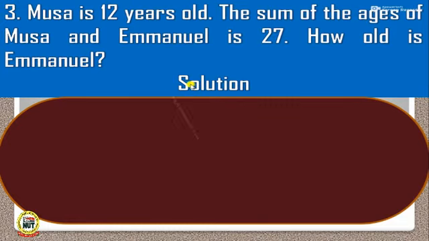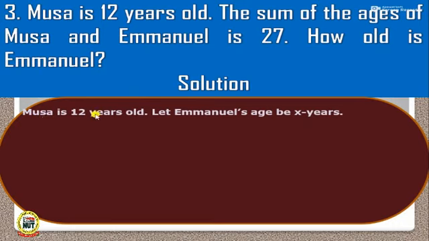Solution. Musa is 12 years old. Therefore, let Emmanuel's age be x years. Then, remember, 12 years plus x years is equal to 27, because the term used in the question is what? Sum. And sum means addition in mathematics. So, the sum of their ages is 27.